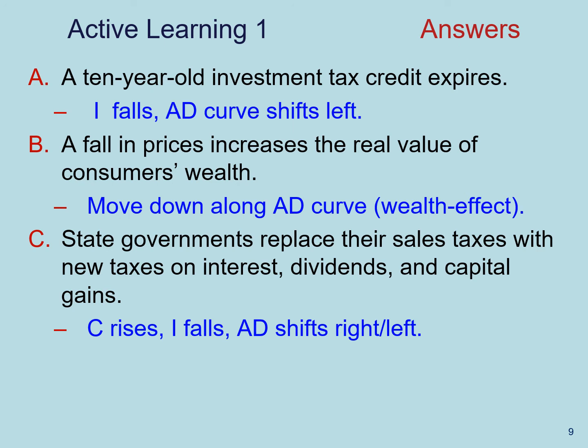Scenario C. State governments replace their sales taxes with new taxes on interest, dividends, and capital gains. Well, this one is tricky, right? Because a sales tax is a tax on consumption, and a tax on capital gains, interest, and dividends is a tax on investment. So we have two opposing forces here. We know that consumption is going to increase if the tax change is large enough and salient, and at the same time, investment would fall. Here, aggregate demand can either shift right or to the left or remain unchanged. It all depends on the relative magnitude of those changes.